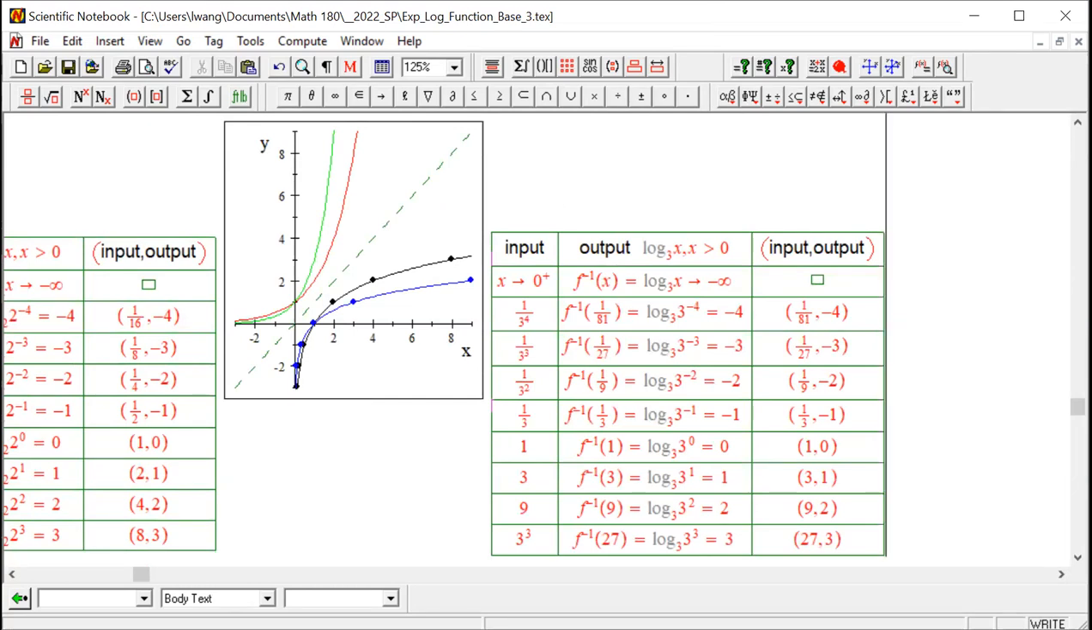Okay, so let's mark it before we move forward. Over here, the first one we did is log base 2x, right? The last one we did is log base 3x, right? And now let's look at the red. The red is 2 to the power x. The green is 3 to the power x.